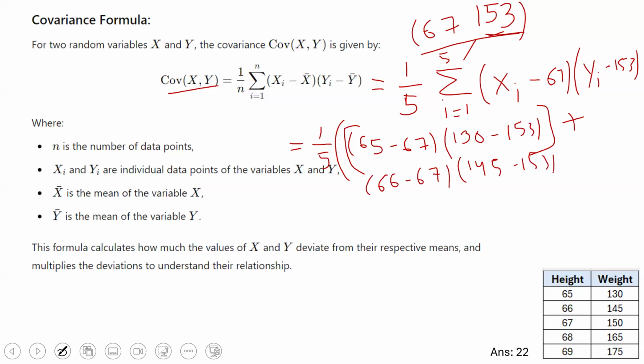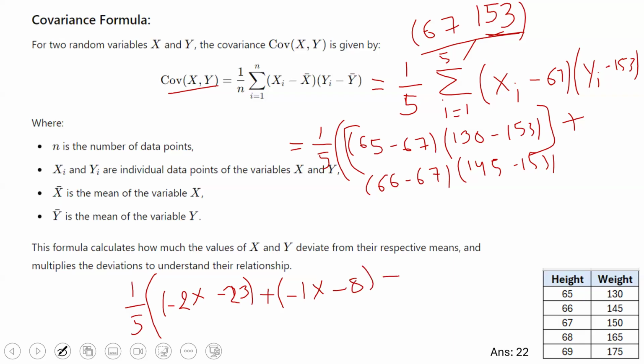Okay. Now that's how you apply the covariance formula. So now if you calculate the whole thing, it becomes 1 by 5 into (65 minus 67 is minus 2) into (130 minus 153 is minus 23), plus (66 minus 67 is minus 1) into (145 minus 153 is minus 8).